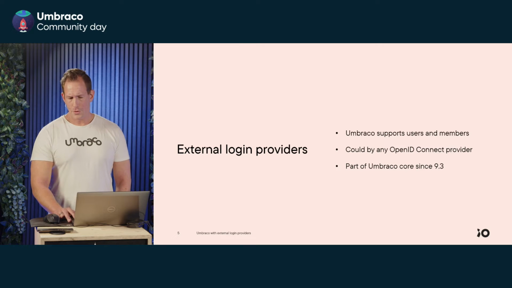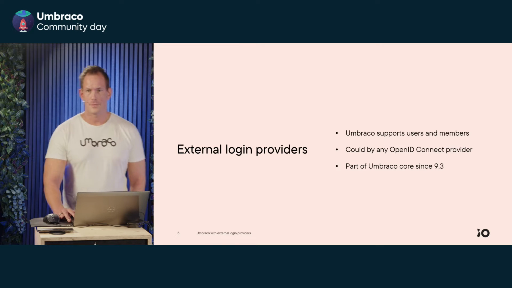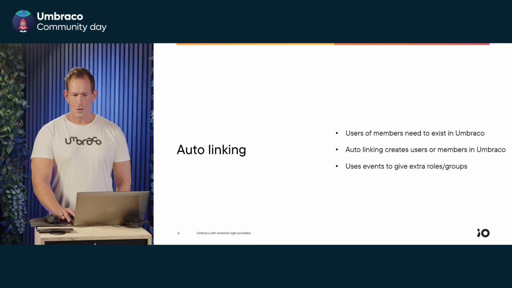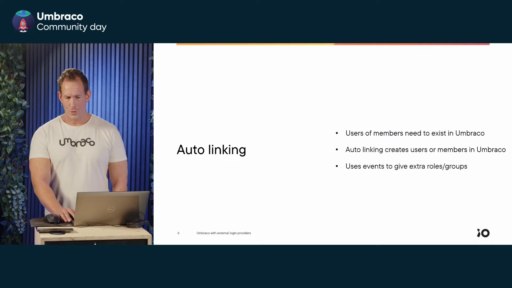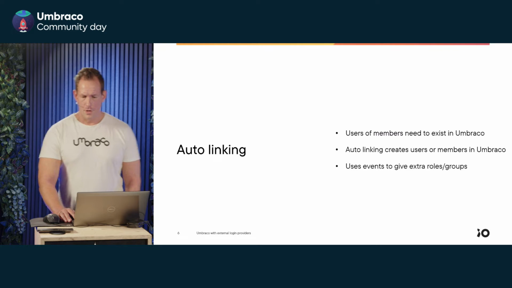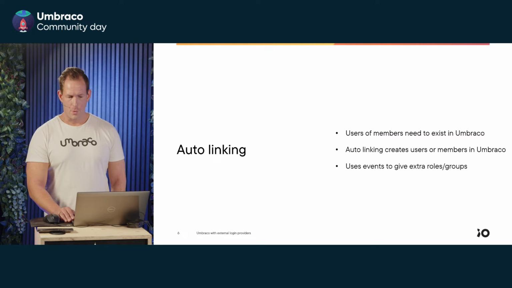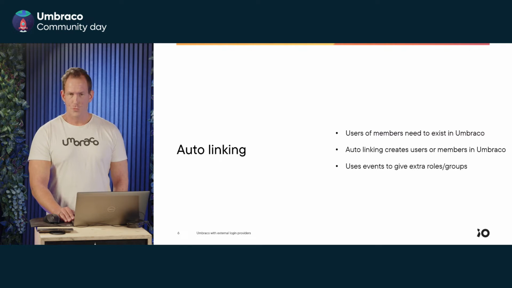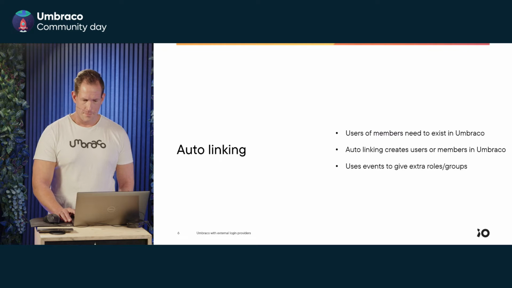The users or members are stored in the external login provider. Umbraco requires users or members to exist in Umbraco. With auto-linking, when you log in on the external login provider for the first time, the user or member will be created in Umbraco. It has events to change groups based on certain claims, so you can use roles from your external login provider, and that way give users or members in Umbraco different rights.